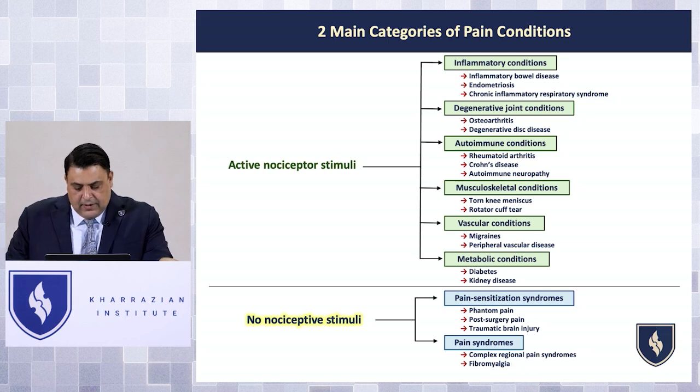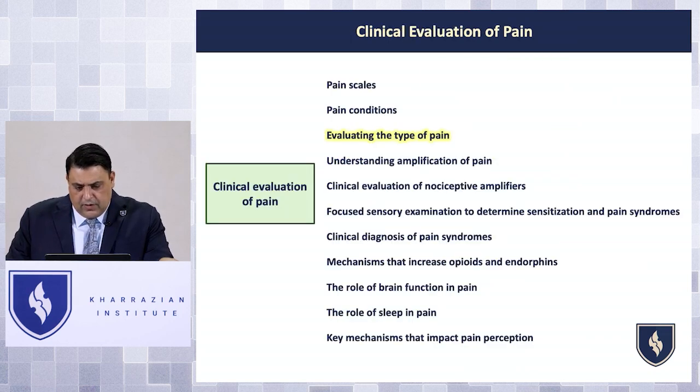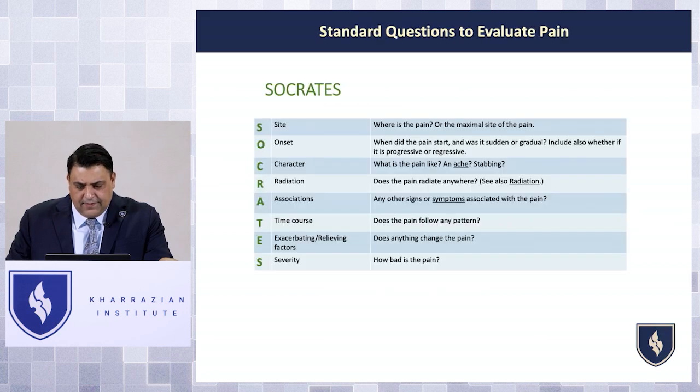Now, as we move on here, when you evaluate the type of pain, the standard approach is what most of you guys know. SOCRATES is the term that's used for site, onset, character, radiation, association, time course, exacerbation, and severity. So if you're doing a pain workup or pain evaluation in someone, you really want to see if they can go through these and give you an idea.